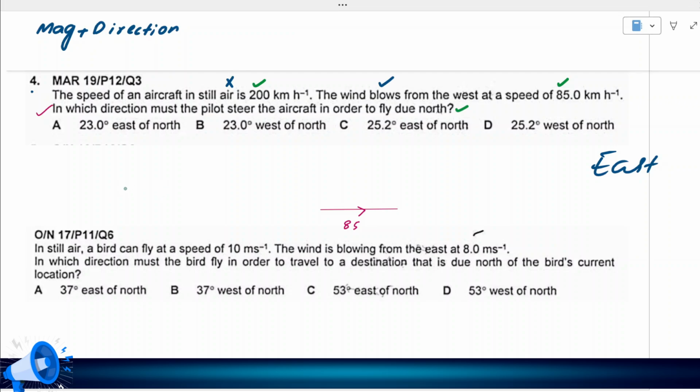So for the resultant vector, let me give you an example. This is my first vector, and let's say this is my second vector. The resultant vector always starts from the tail of the first towards the head of the last one.